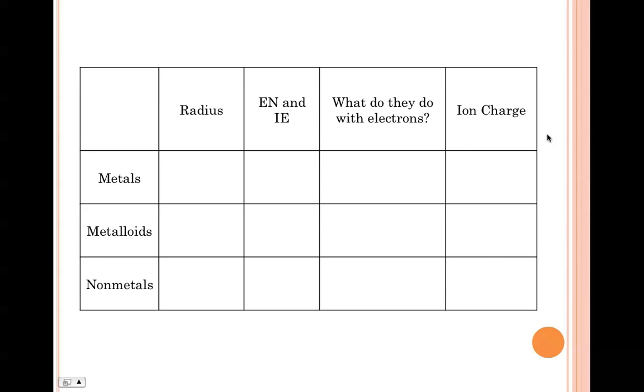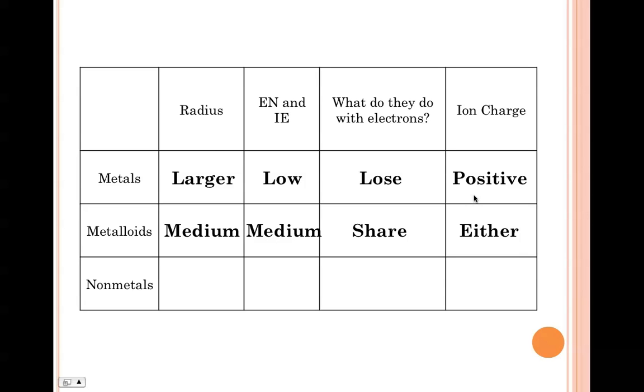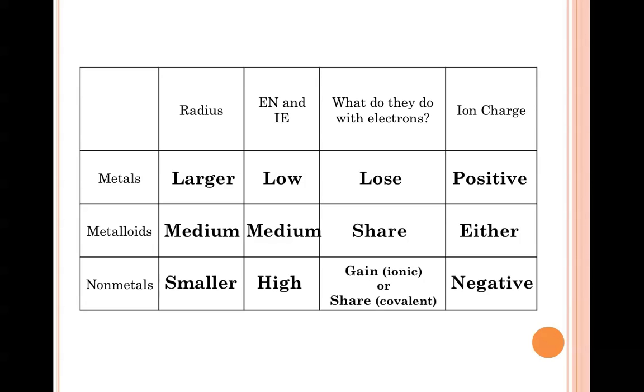So here we're just going to combine a couple of our concepts together. Metals have a larger atomic radius, and they have a lower ionization energy and electronegativity. Because of these properties, they like to lose electrons and form ions with a positive charge. We're going to see that our metalloids are basically in the middle of our metals and nonmetals. They have a medium radius, electronegativity, and ionization energy. They tend to share electrons in their bonds, and their ion charge could be either.